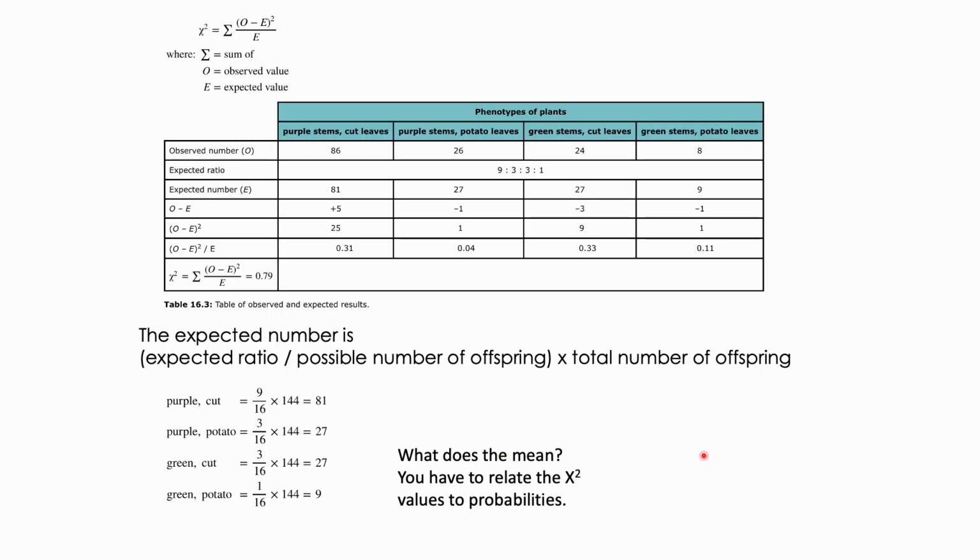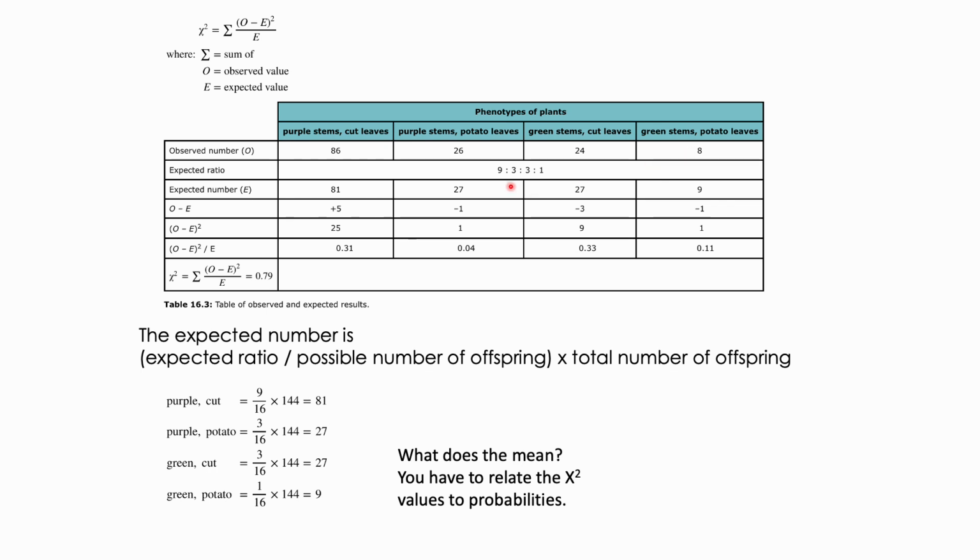Okay, let's take a look at what this means. Let's say we have 144 offspring. We know our phenotypes: purple stems with cut leaves, purple stems with potato leaves, green stems with cut leaves, or green stems with potato leaves. To get the observed number, you would physically have to go through and count how many there were for each one of those phenotypes.